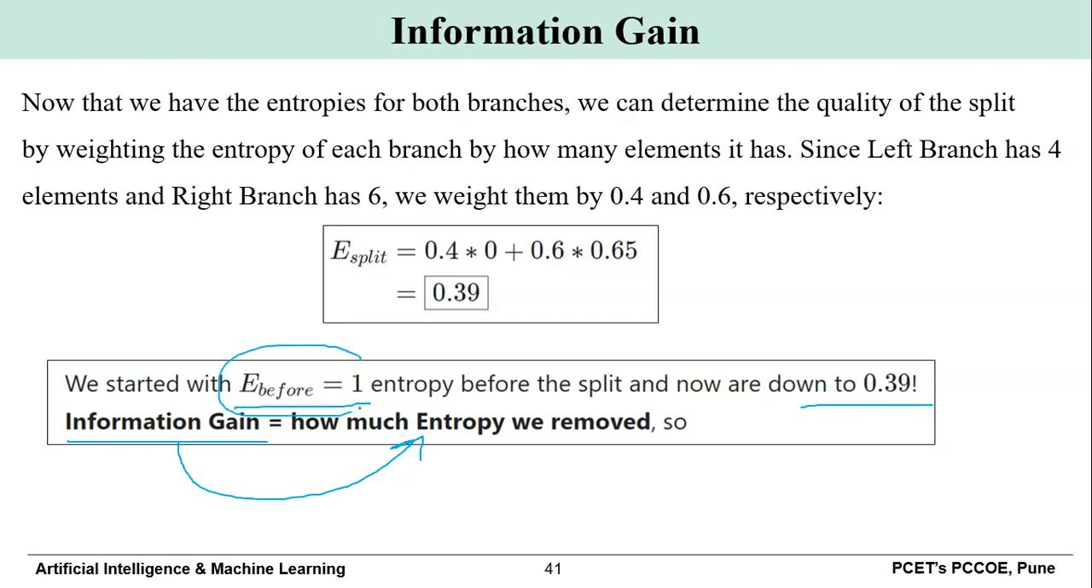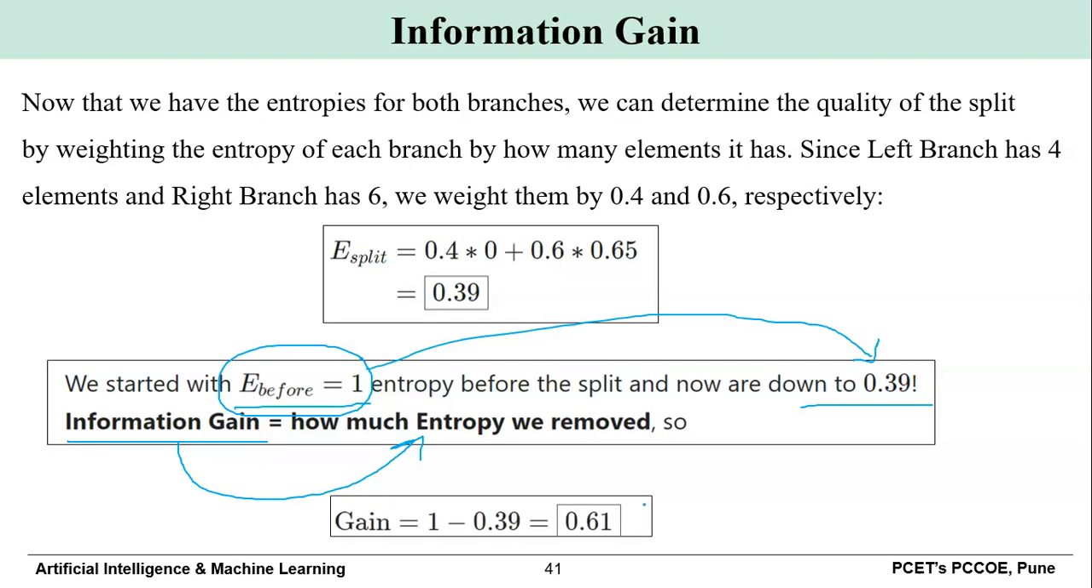Initially the value was higher, so a lot of entropy was there, and after splitting we lowered the value of entropy. So we removed some entropy and we get the gain as 0.61, because previously the entropy was 1, and after the split we reduced that value: 1 minus 0.39, the answer is 0.61. So this is how you can split the data and, based on the value of entropy, get the information gain.